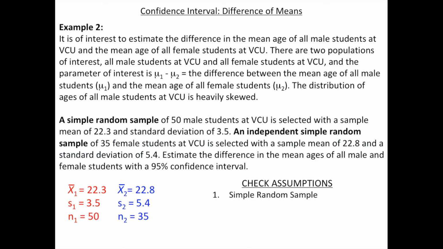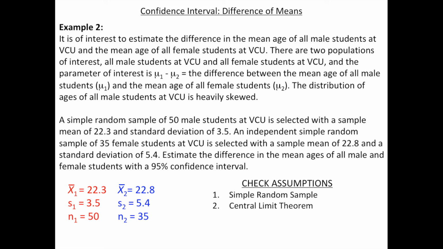Again, we have 2 simple random samples that are independent of one another. And when we check our central limit theorem, now we have a distribution of ages of all male students at VCU that is heavily skewed. And so we need to compare N1 to 40. And we're not told of the distribution for the female students, and so we compare N2 to 15. N1 is greater than 40 and N2 is greater than 15, and so both of our assumptions are satisfied.